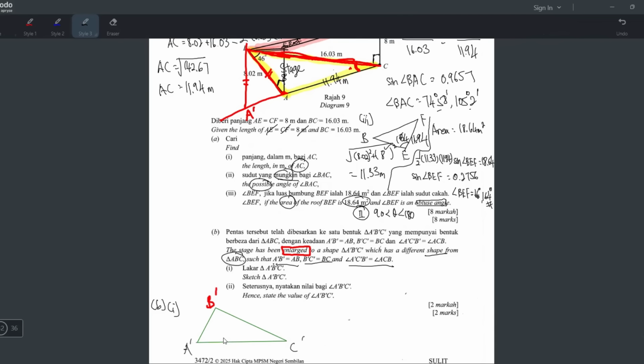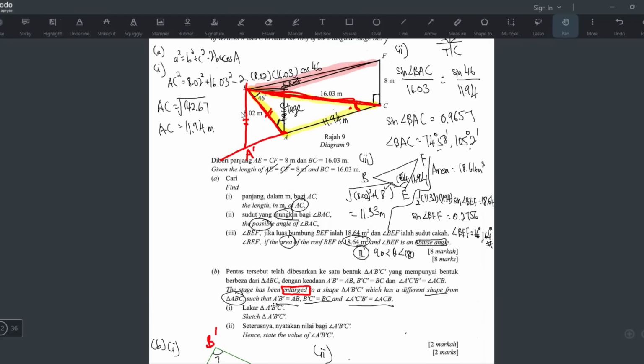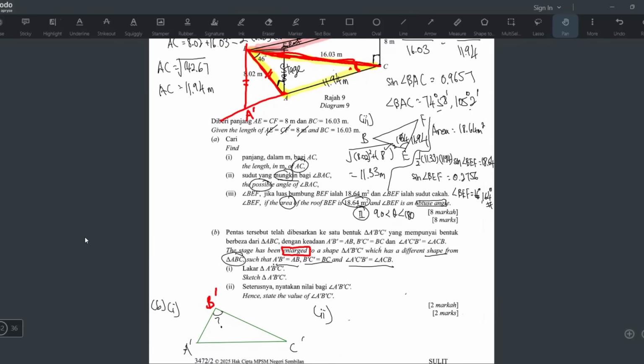Yeah. And let's do number 2 now. Hence state the value of A prime, B prime, C prime. So it's this angle lah. Okay, how to find this angle? We can use atas punya because sini ada banyak information. So we do know the panjang here is 8.02 and the 46 is just part of the angle.